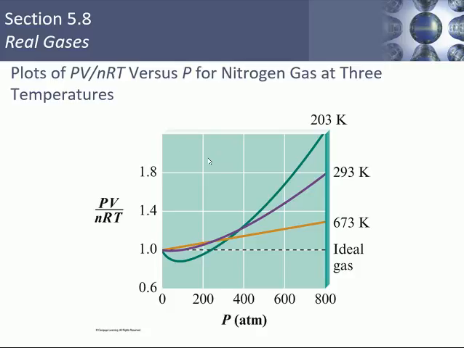All right, so for this graph, we've taken nitrogen gas and plotted its behavior at three different temperatures: 203 Kelvin, 293 Kelvin, and 673 Kelvin. We have the same idea here. We have pressure on the x-axis and PV over nRT plotted on the y-axis. Again, if you have an ideal gas behaving perfectly ideally, this value is going to be 1.